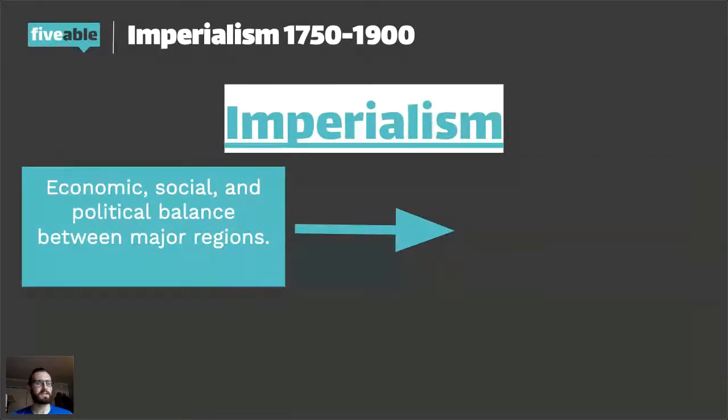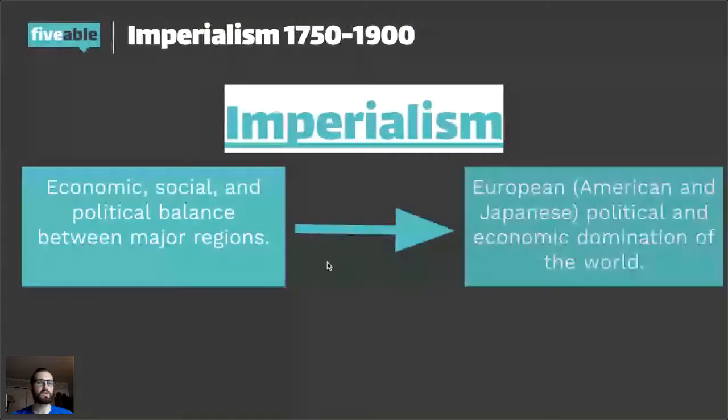You had this balance between these three regions. And what we're going to talk about today is how we go from this balance between the regions to a situation where Europe, and then later on the United States, and then later on Japan, really do form the political and economic hearts of the world. They begin to physically bend the world to their will.